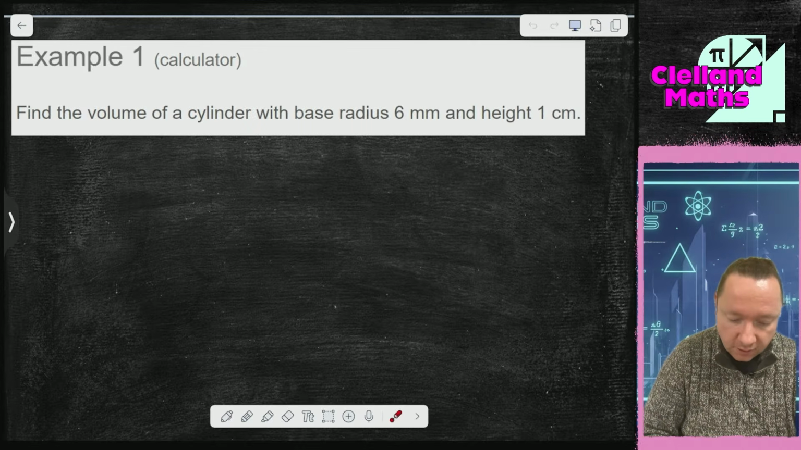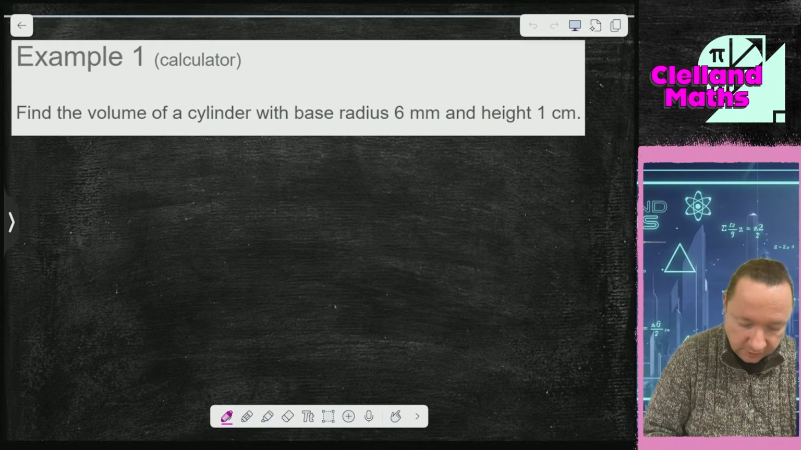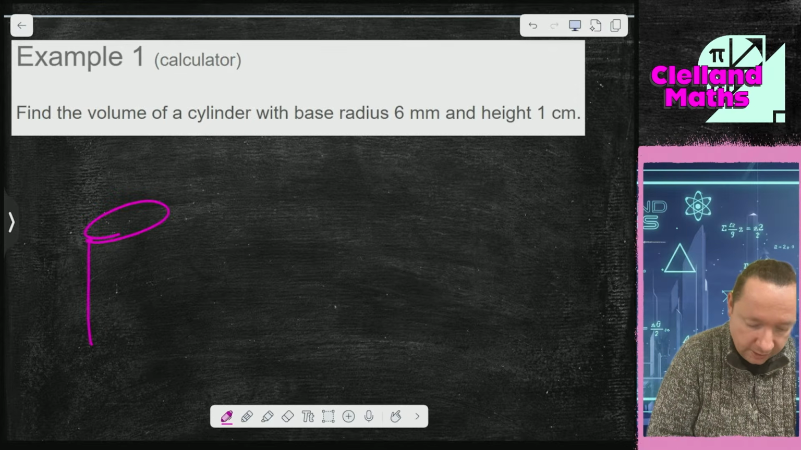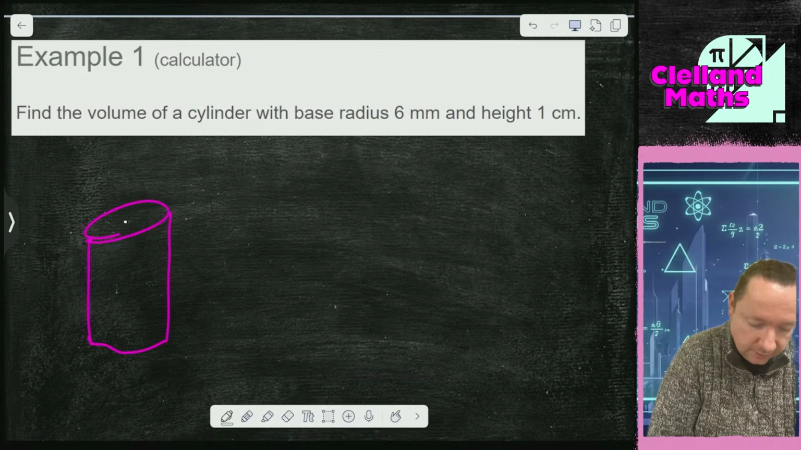Example 1. Find the volume of a cylinder with base radius 6 millimeters and height of 1 centimeter. So a cylinder looks like that, say. I'm going to draw this in white, of course. So its radius is 6 millimeters, and its height is 1 centimeter.